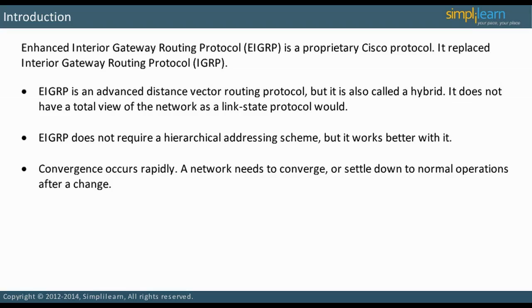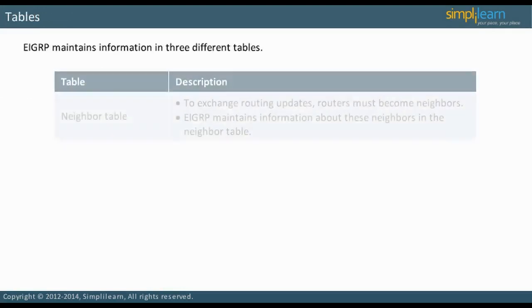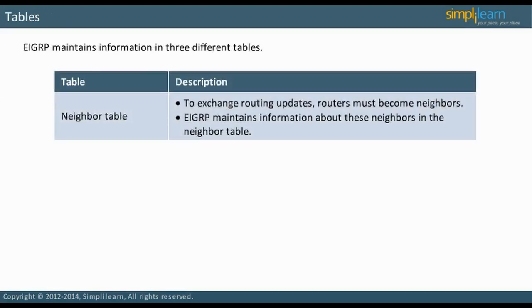Let us discuss tables in the next slide. EIGRP maintains information in three different tables. The first is the neighbor table. To exchange routing updates, routers must become neighbors. EIGRP maintains information about these neighbors in the neighbor table.